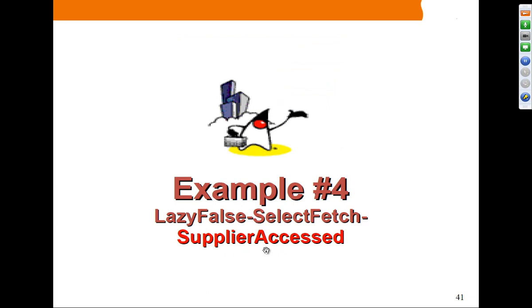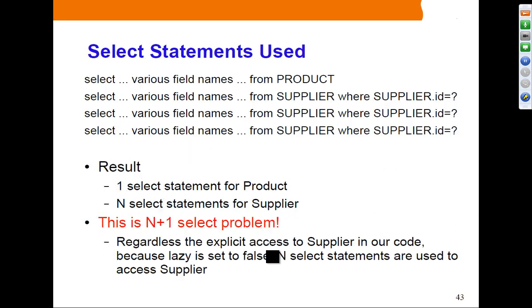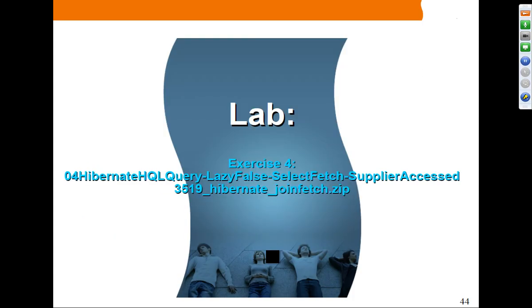Okay, so this one probably doesn't have any impact. It will have the n+1 select problem anyway, whether supplier information is accessed or not. Still the n+1 select problem. All right, so that's exercise 4.